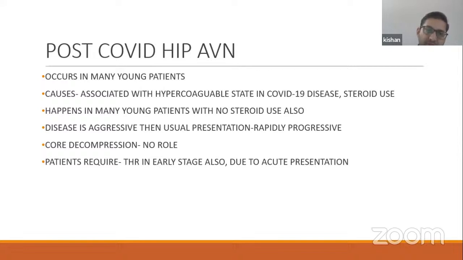Core decompression surgery even before the femoral head collapse has no role. The patient has a rapid progression of the disease, and core decompression has a very high failure rate. So the patient requires THR in early stages also due to acute presentation. Even without the femoral head collapse, the patient can have very severe pain for which total hip replacement can be offered.